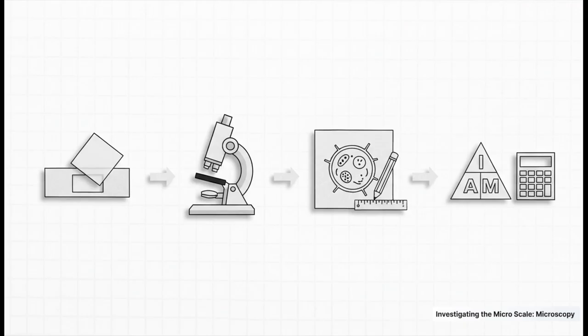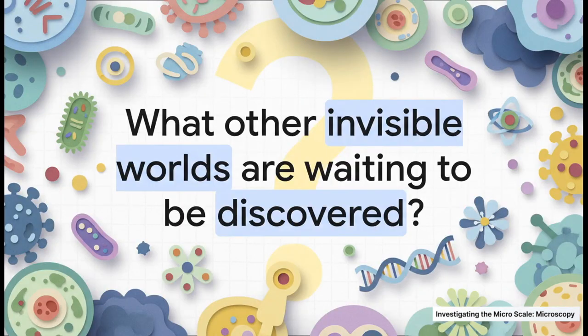So to wrap it all up, what are the key skills? You need to prepare a clean, bubble-free slide. You need to focus carefully, going from low to high power. You need to draw a big, clear diagram, following all the rules. And you need to confidently use that IM triangle to smash your calculations. And that's pretty much it. You're now armed with the skills you need to go and explore the microscopic world.